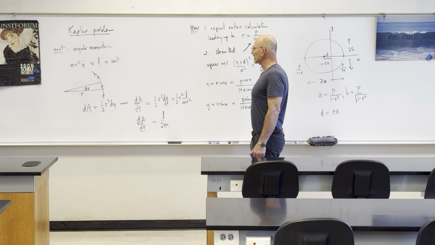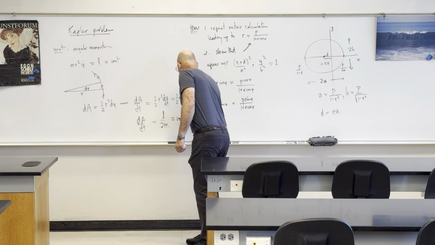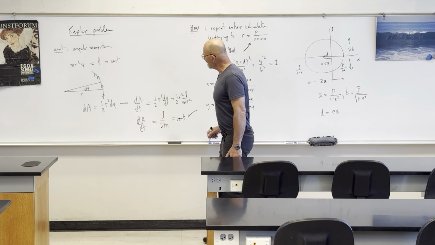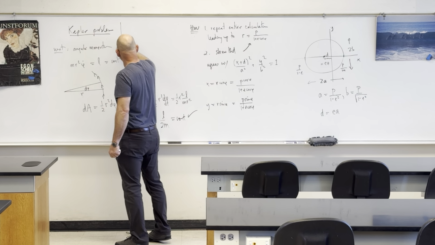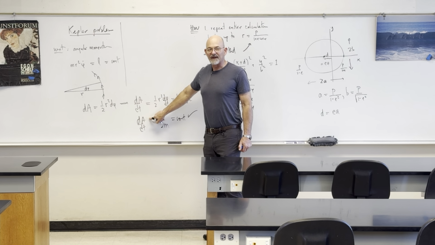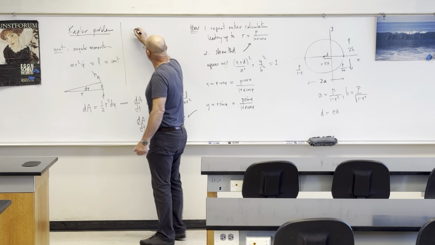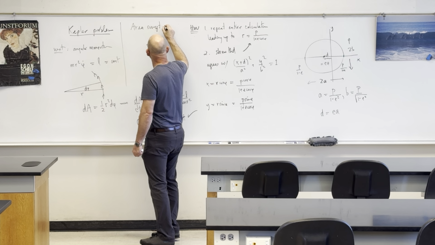Make sure I get that right: r squared d phi, L over 2m. That's right. Equals a constant. So this actually is Kepler's second law. The rate at which area is swept out is constant. So area is swept out at a constant rate.